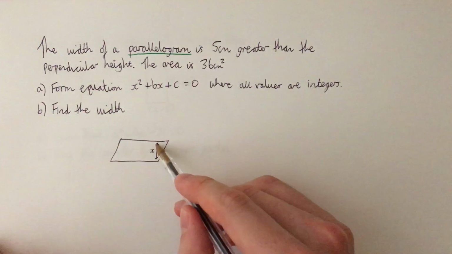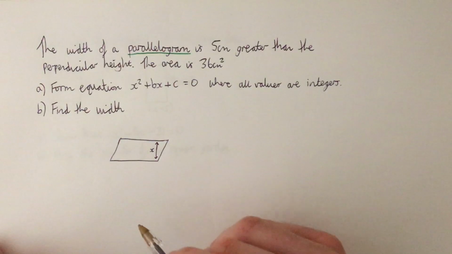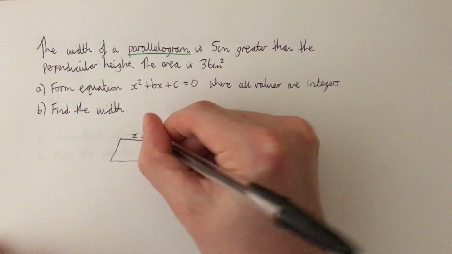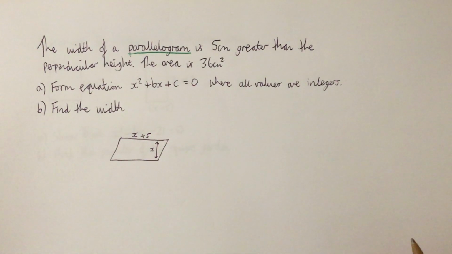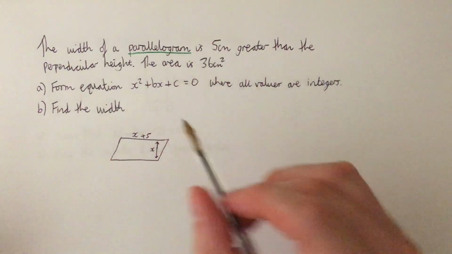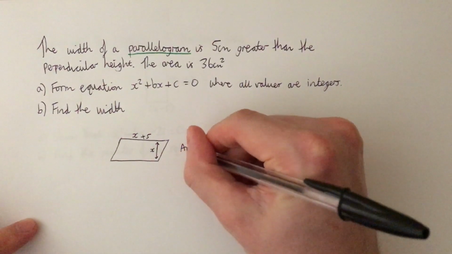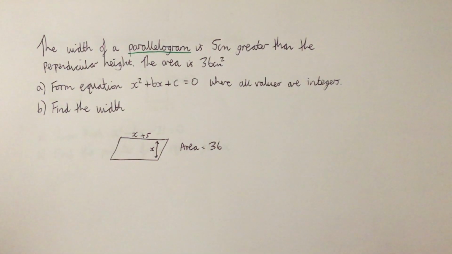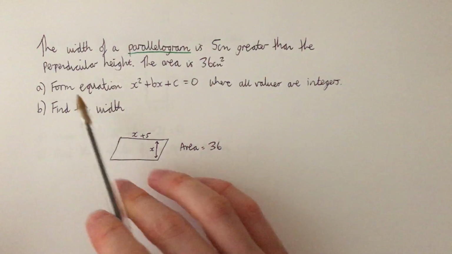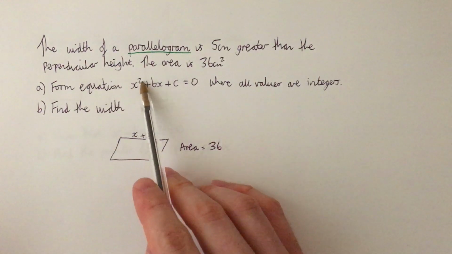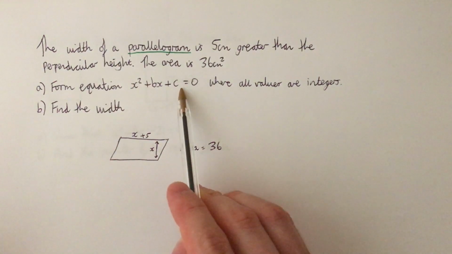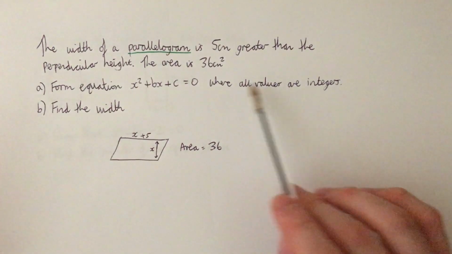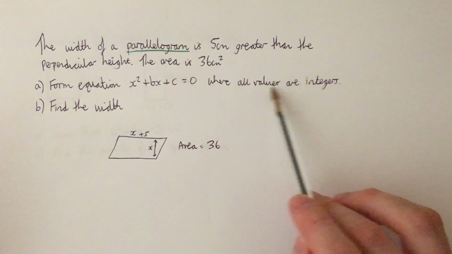So if I'm going to express the height as x, I'll express the width as x plus 5 because it's 5 centimeters more. They've told me here the area is 36 centimeters squared, so therefore I might just put area is 36, just so I've got a visual. It then says, form equation x squared plus bx plus c equals 0, where all values are integers, where all values are whole numbers.